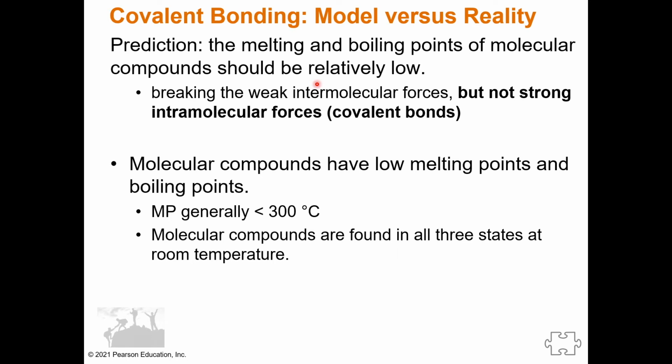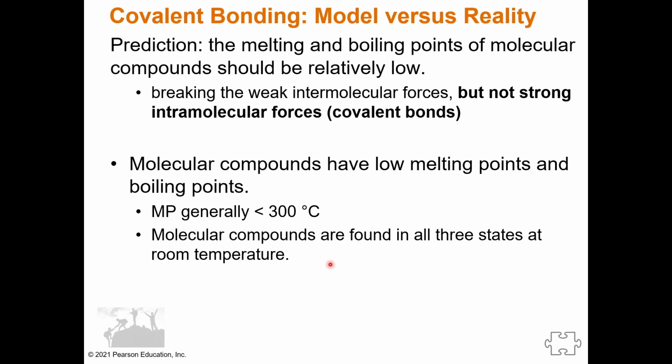So generally speaking, the melting point of molecular compounds would be less than 300 degrees Celsius. But because of the variety of intermolecular force strength among molecular compounds, these melting points and boiling points vary greatly. And so because of that, we can see all 3 states of these compounds at room temperature.